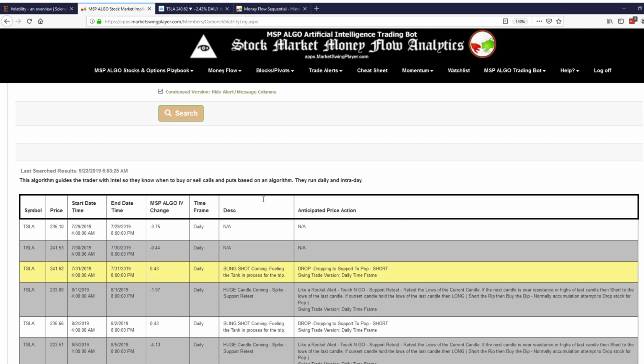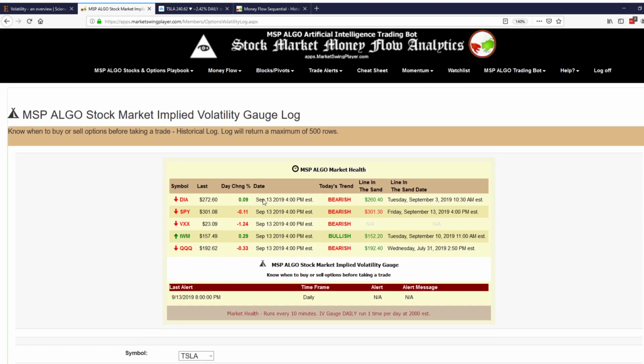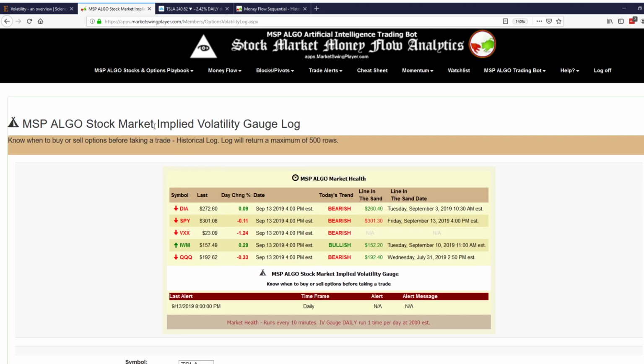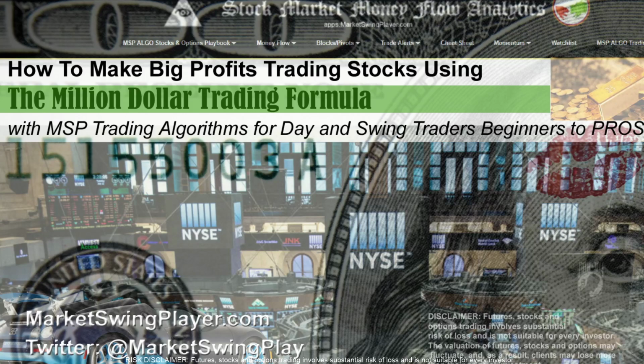All right. So that's how you use MSP Algo stock market implied volatility gauge to make big profits using the $1 million trading formula.